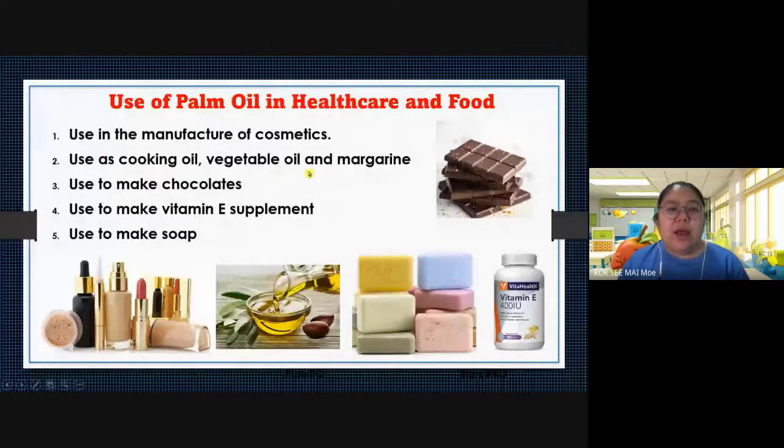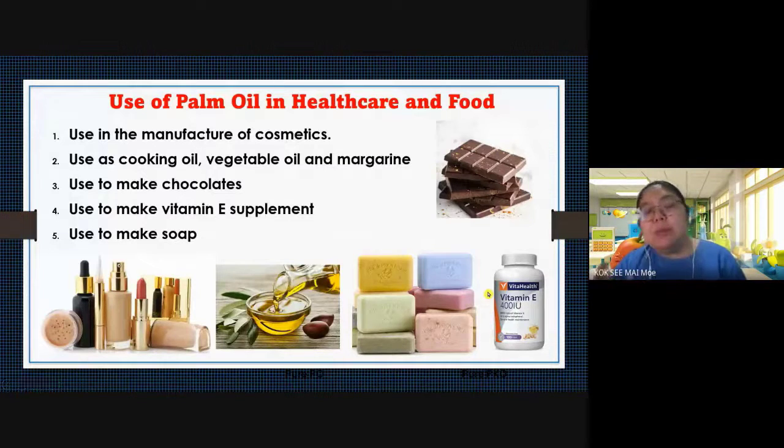After that, we use it in milk chocolate. We also use it to make vitamin E supplements. You can see vitamin supplements every time now. Nowadays, many people take supplements such as vitamin E, omega or something like that. You can see the capsule has oil inside, is it? That is one of the things produced from palm oil.